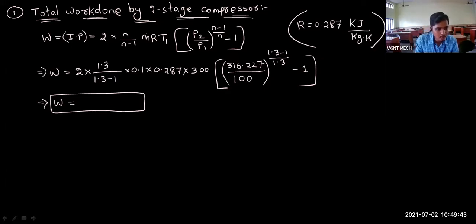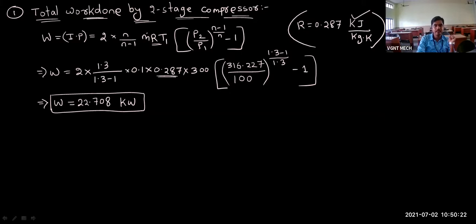We are getting 22.708 kilowatts. Why kilowatt? Because you look at the value of R. This R value 0.287, we have taken in kilojoules per kg Kelvin. That's why the answer here we are getting is kilowatt. Yes, 22.7. Right. Okay, so this is the total work done by the two-stage compressor.